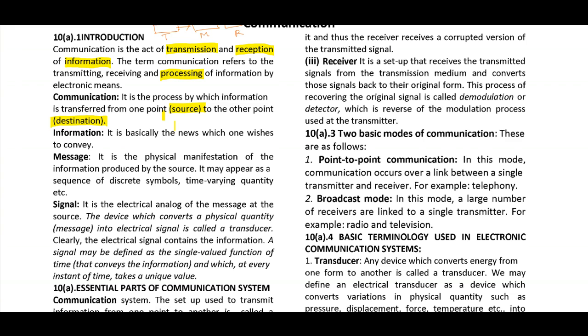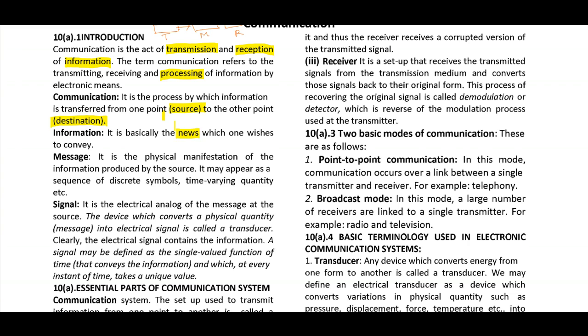Now, what is basically transmitted? Anything can be transmitted. A piece of information, news, or a speech can be transmitted. In our common life, when we talk on a telephone, we transmit our voices. Basic information is just news or something that we want to convey or transmit. It may be your voice, maybe your message.